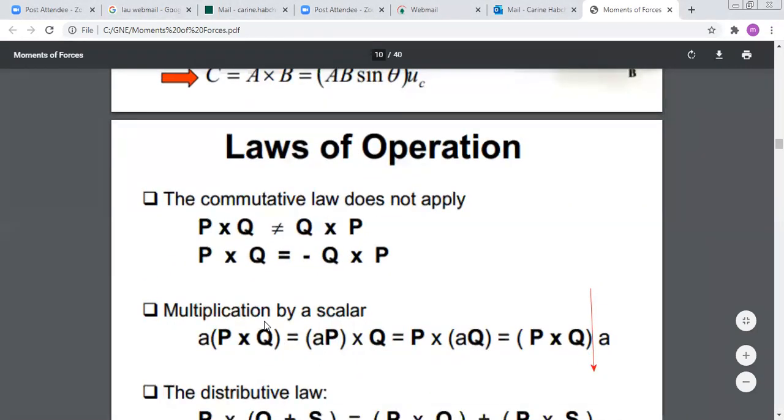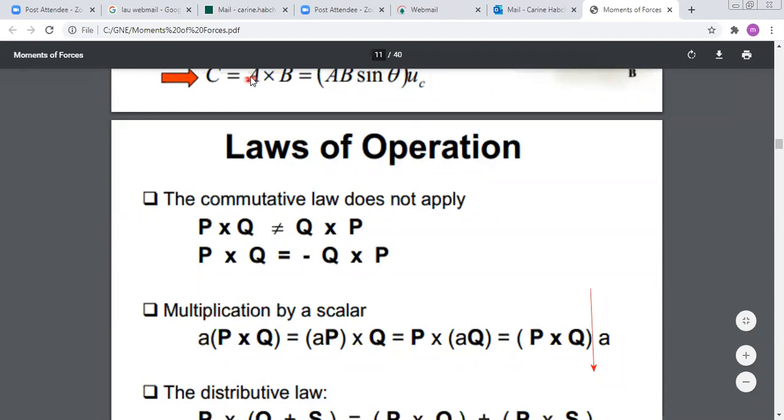Another characteristic, if I multiply the vectorial product by a scalar, I can take the scalar with any of the 2 vectors. So for example, if I have 2 times P vectorial Q, I can say that it's equal to 2P vectorial Q or P vectorial 2Q, because for the number you can take it into factors, okay? So this is another characteristic.